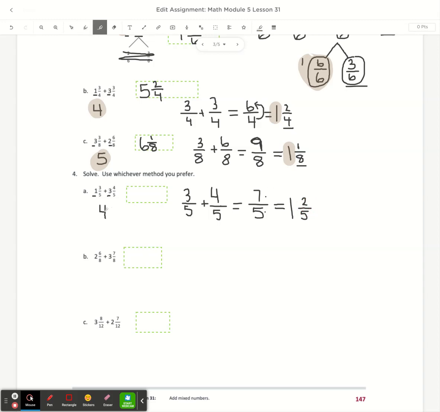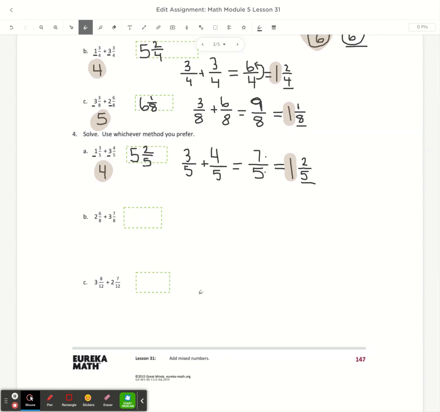And again, I don't have my exact answer yet. I need to add this whole number that's hanging off by itself, plus that whole number that I just found. So 4 plus 1, which equals 5. And then I just add my 2/5, my fraction, on to the end right there. That is a wonky looking 2, but you guys get the idea.